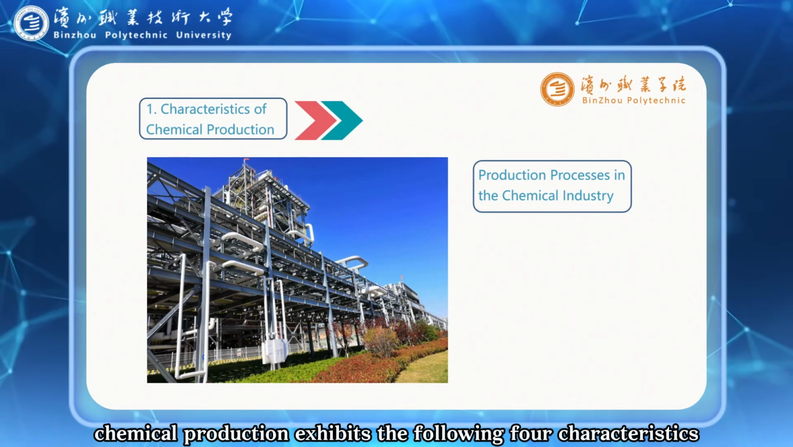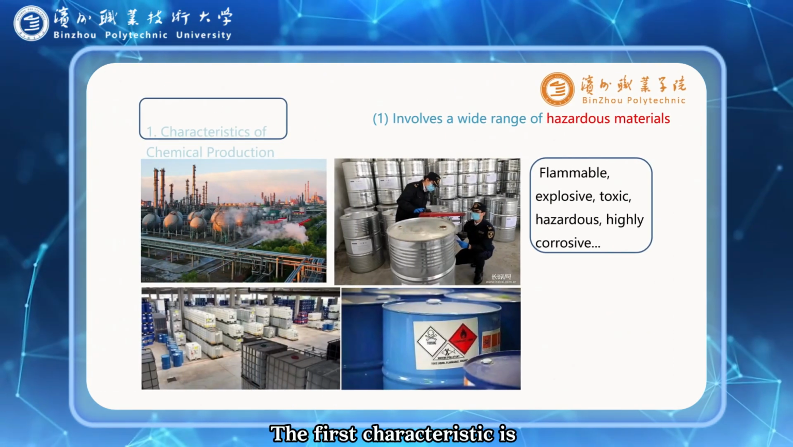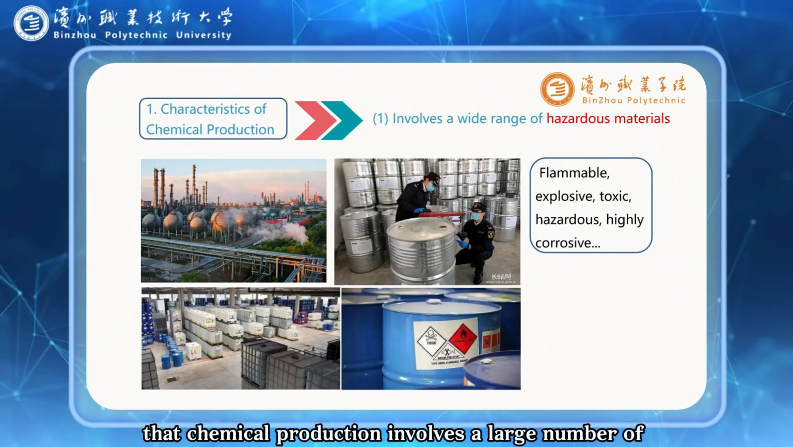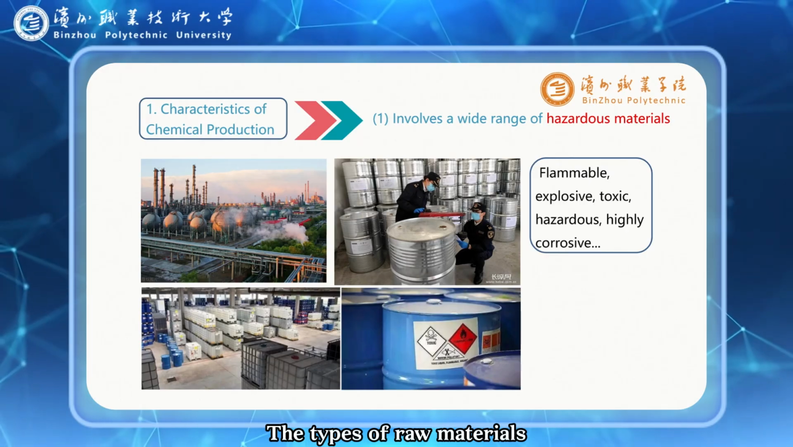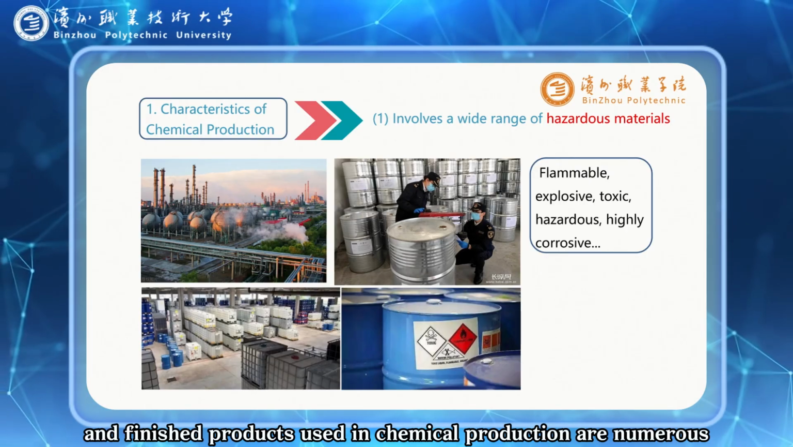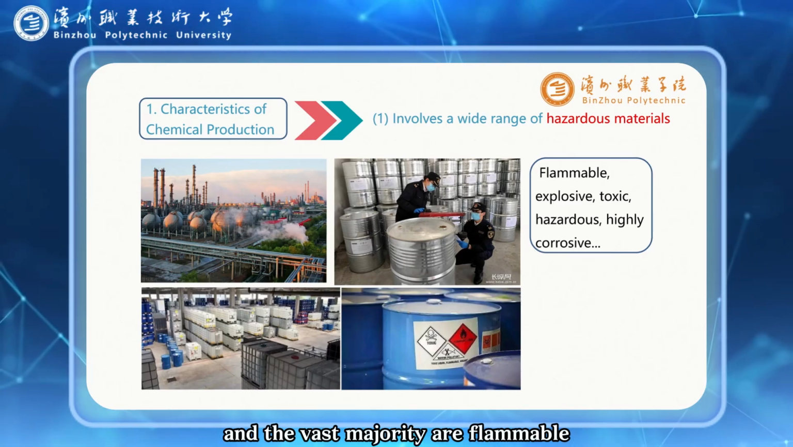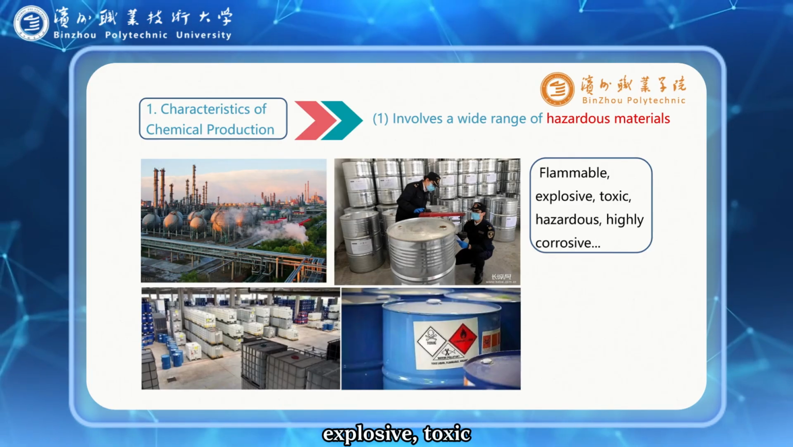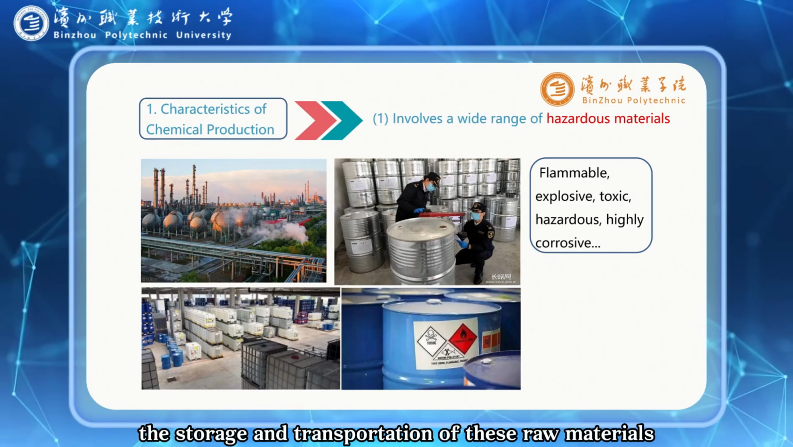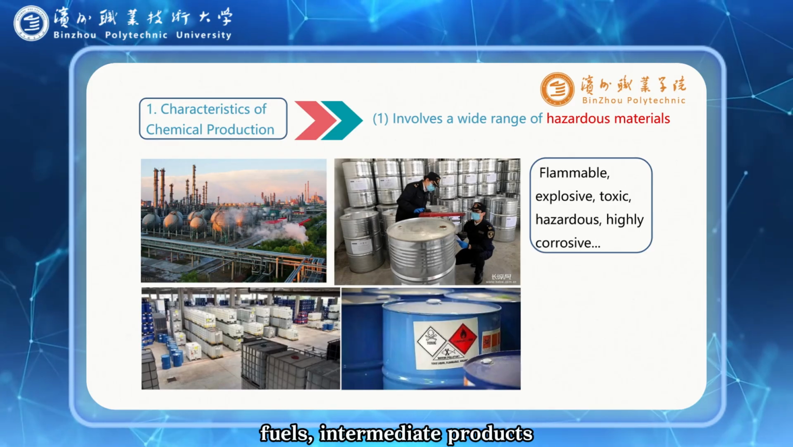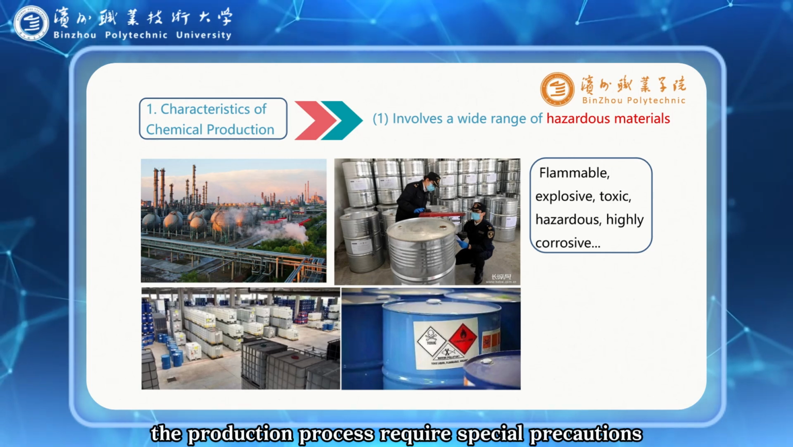Overall, chemical production exhibits the following four characteristics. The first characteristic is that chemical production involves a large number of hazardous materials. The types of raw materials, semi-finished products, and finished products used in chemical production are numerous, and the vast majority are flammable, explosive, toxic, or corrosive hazardous chemicals.